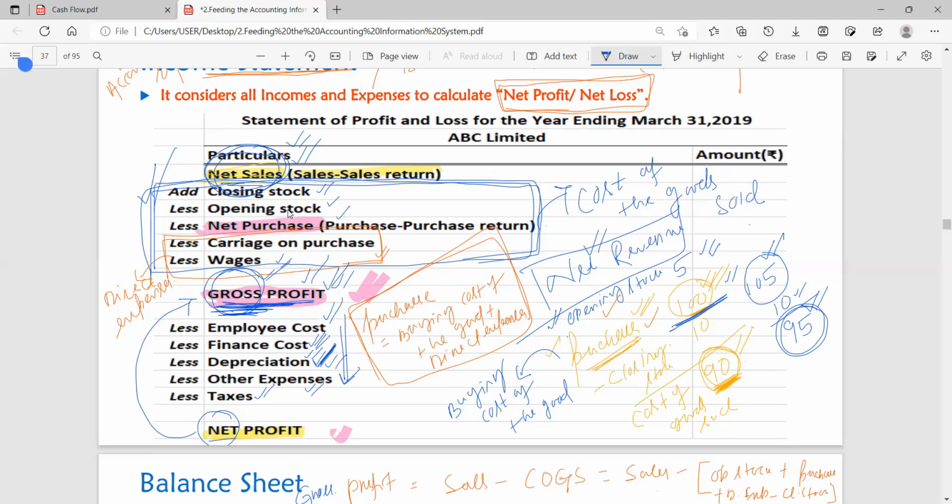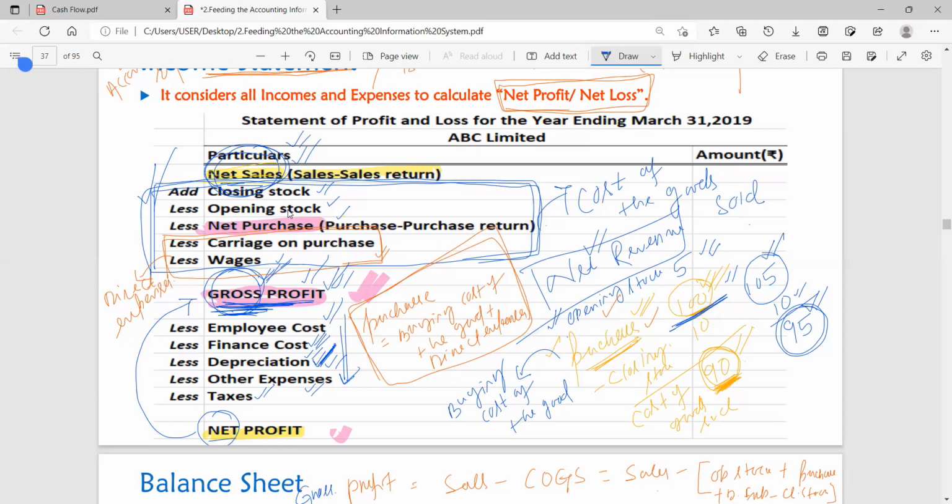So from the gross profit, which is simply our buy and sell profit, if you are into manufacturing business, yes, this gross profit would be the profit from your manufacturing activity, where you buy raw material, you process it, incur processing or conversion cost, you get the finished goods, you sell it. So that profit, which we call gross profit, either buy and sell or buy, process, sell, that profit is gross profit.